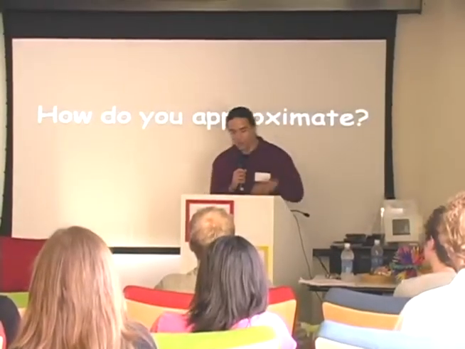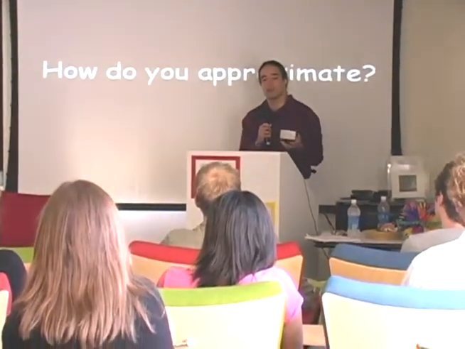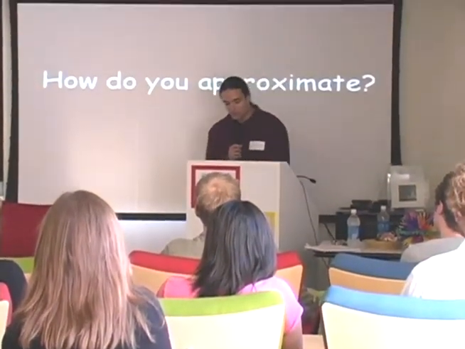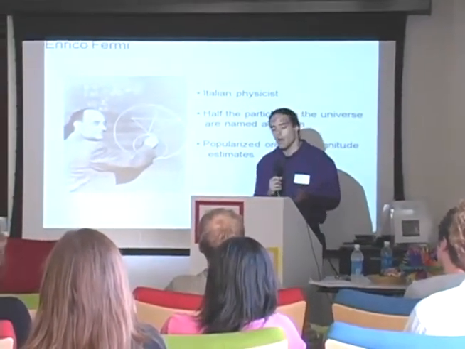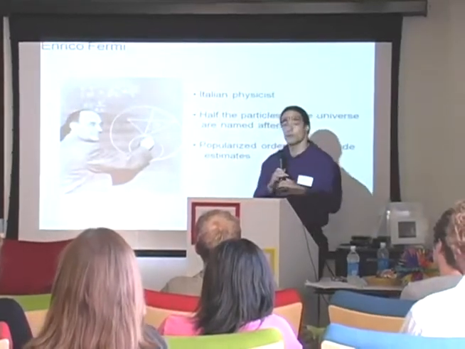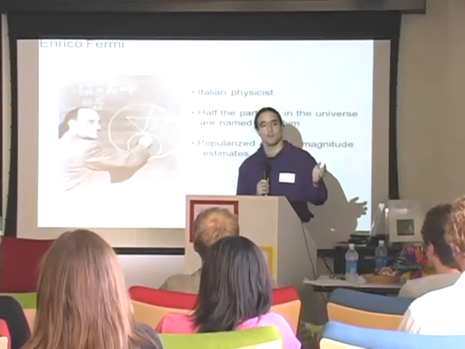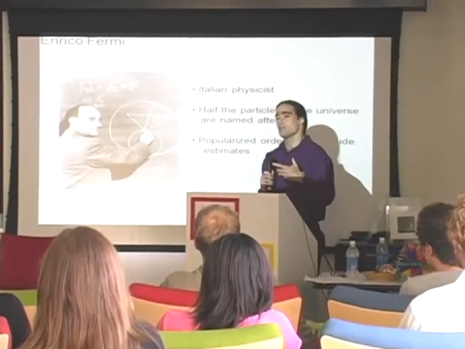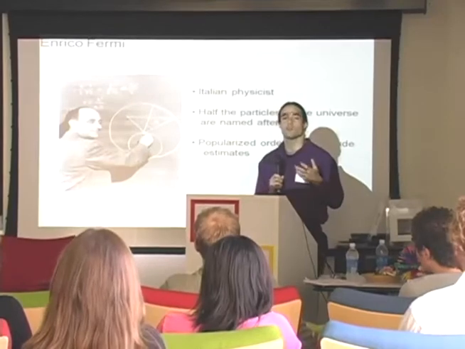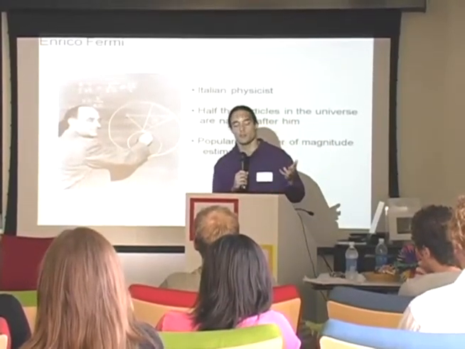So I want to talk a little bit about how exactly you would go about calculating something like the Spider-Man problem. And one method that you could use to do that is something called the Fermi approximation. Enrico Fermi was an Italian physicist, and a little bit of trivia for you, half the particles in the universe are named after him. But he popularized this method of computing things to within an order of magnitude. The approximation bears his name. It's called Fermi approximations.